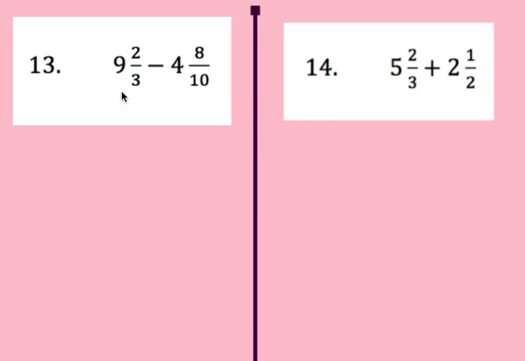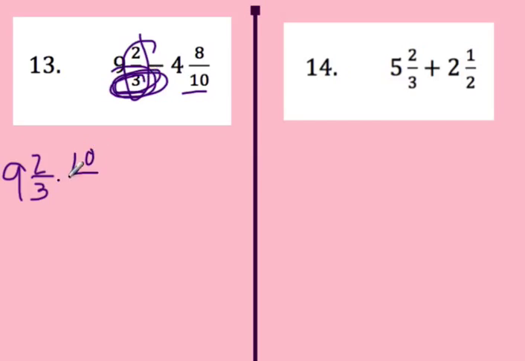What is the smallest number that 3 and 10 multiply to? And unfortunately, that number is going to be 30. So I'm going to start with my 9, and then I have my 2/3. Okay, so what do I need to multiply that 3 by in order to get 30? Well, I'm going to have to multiply it by 10. And then I'm subtracting. Here I have 4 and 8/10. Well, what do I need to multiply 10 by to get to 30? I need to multiply it by 3.